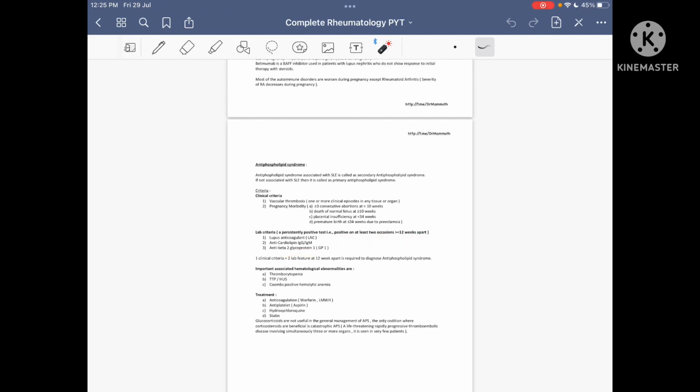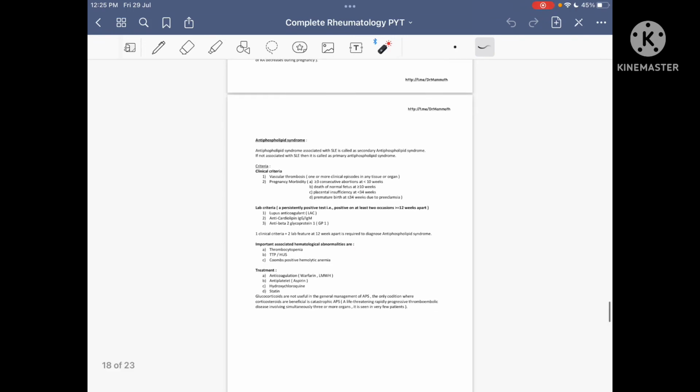One clinical criterion with 2 lab values at least 12 weeks apart is required to diagnose antiphospholipid syndrome. It is also associated with thrombocytopenia, TTP, HUS, and Coombs positive hemolytic anemia. Treatment is anticoagulant, antiplatelet, hydroxychloroquine, and statin.